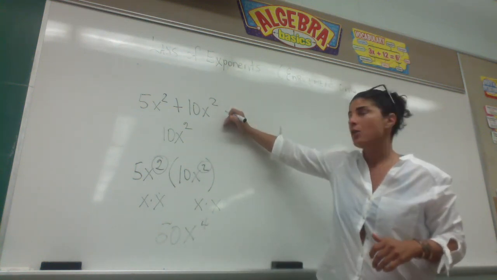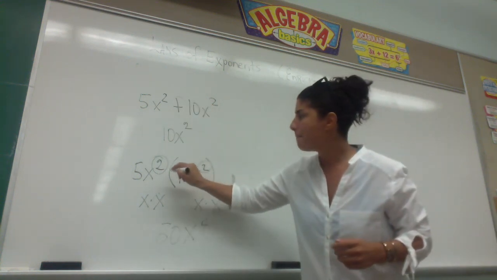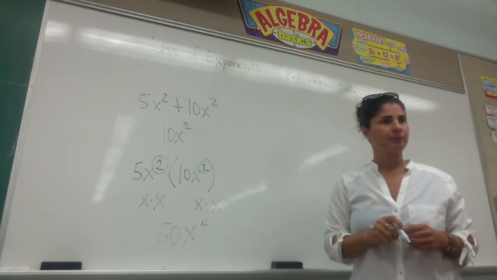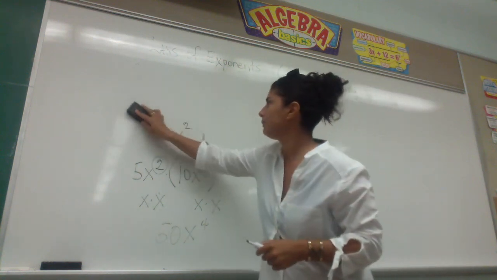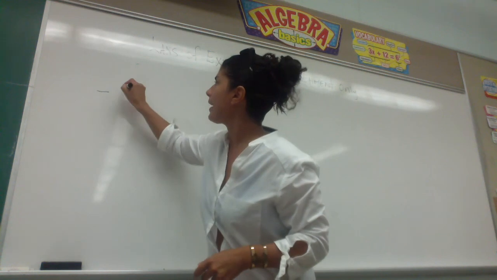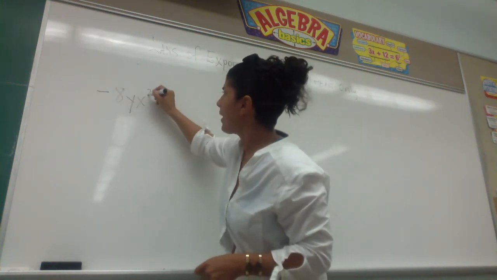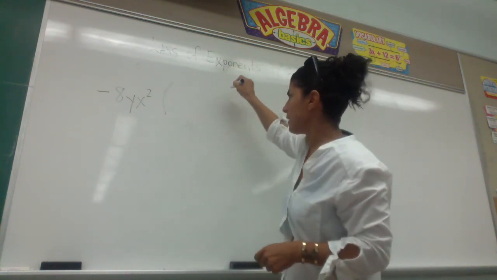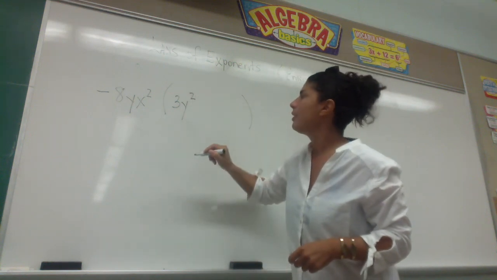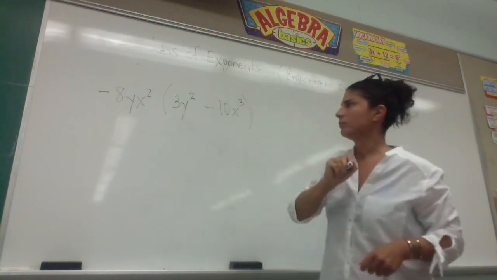Very different when I'm adding exponents rather than multiplying exponents. So we'll do one more example. Let's say I had negative 8yx squared times, because I'm going to distribute, 3y squared minus 10x cubed.